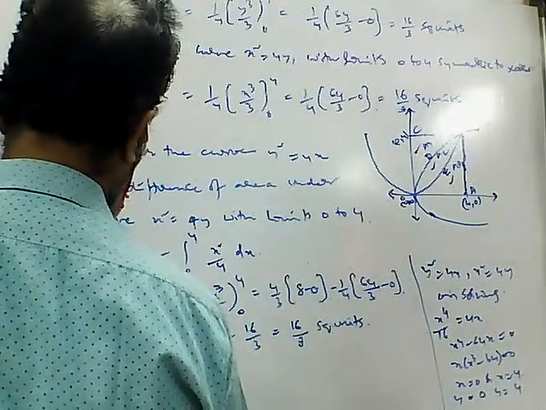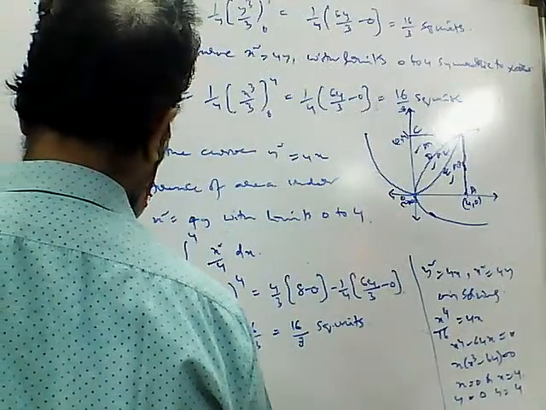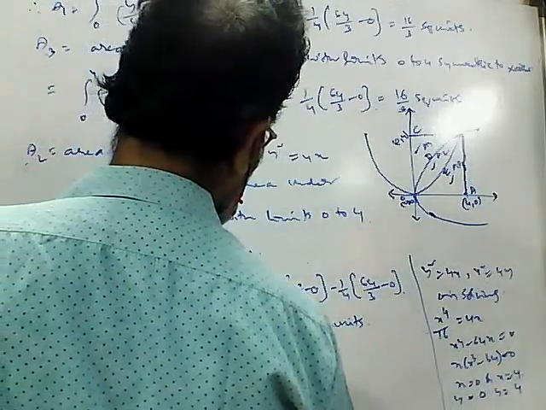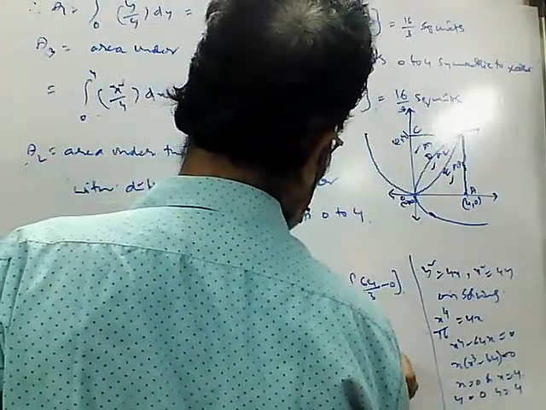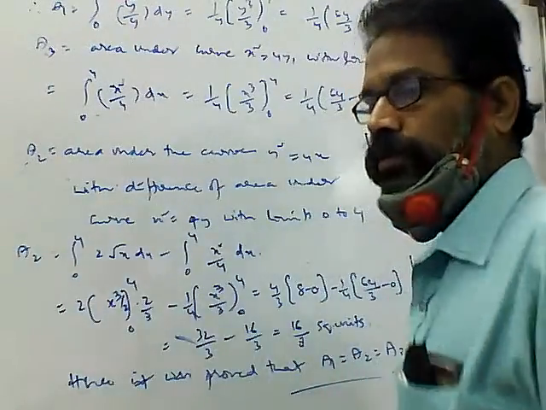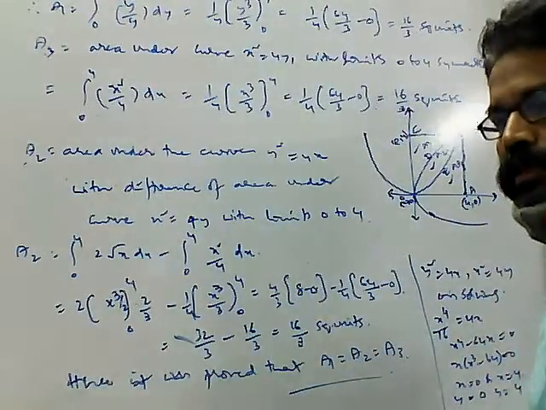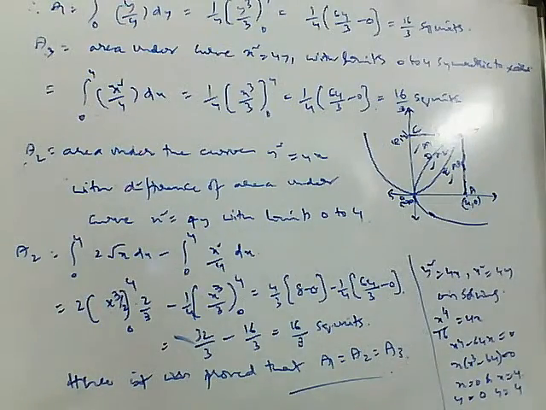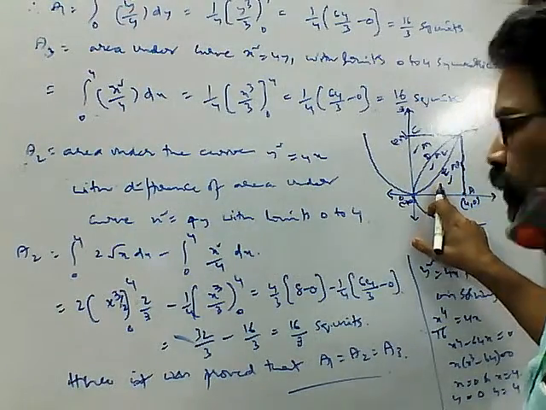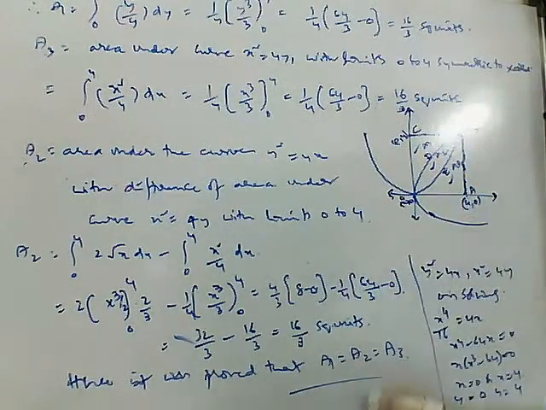Hence, it was proved that A1 is equal to A2 is equal to A3. Three parts are equal. So this part is 16 by 3, this is also 16 by 3 and this is also 16 by 3. You got all the three parts as equal in area.